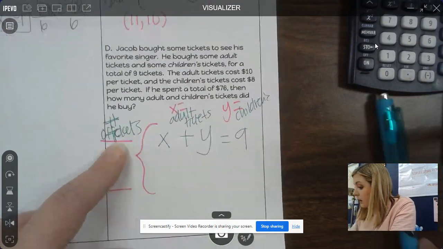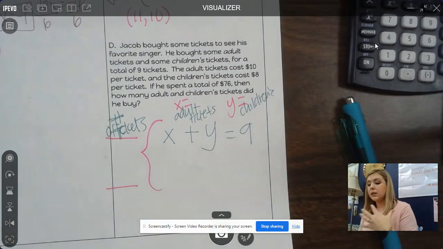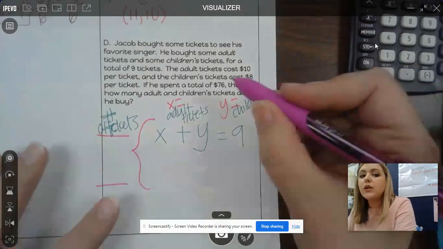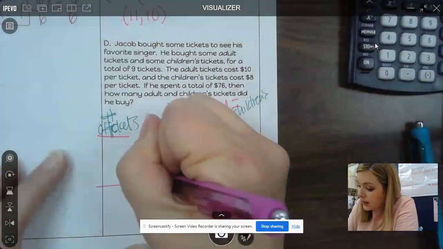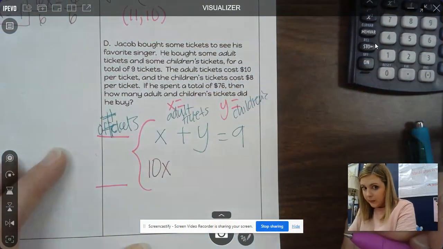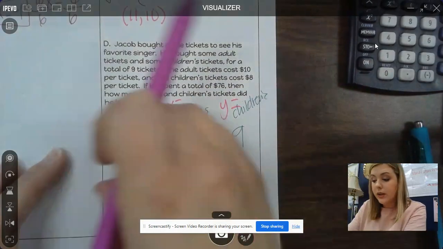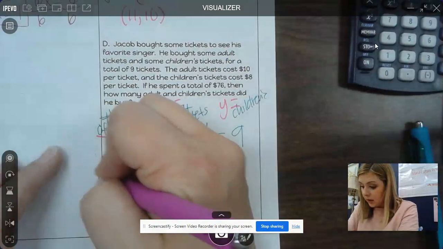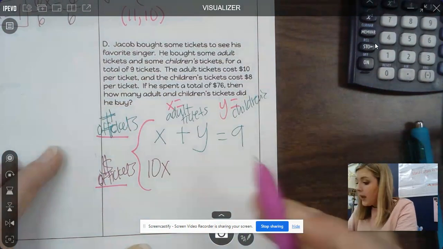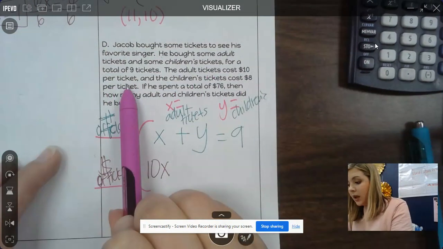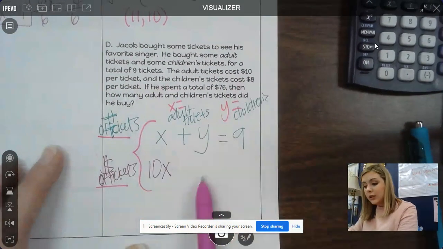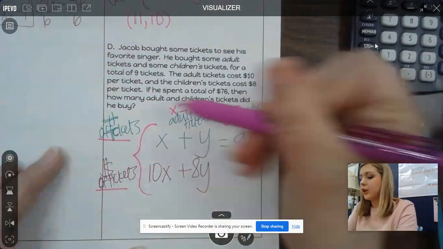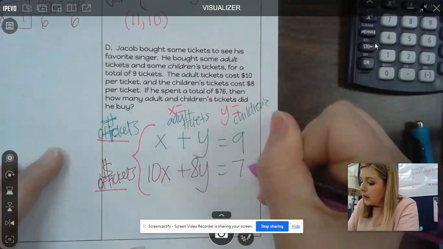Okay. Then I know that there's a similar situation. Obviously, it's the same amount of tickets, but we also need to talk about the price. So the adult tickets cost $10 per ticket. Okay, and notice now I'm talking about cost. So this entire equation is not the number of tickets, it's the cost of tickets. Adult tickets cost $10 per ticket. Children's tickets cost $8. So think to yourself, what would I put here? Well, I would put 8. Why? Because it's $8 per children's ticket. And now they spent $76.